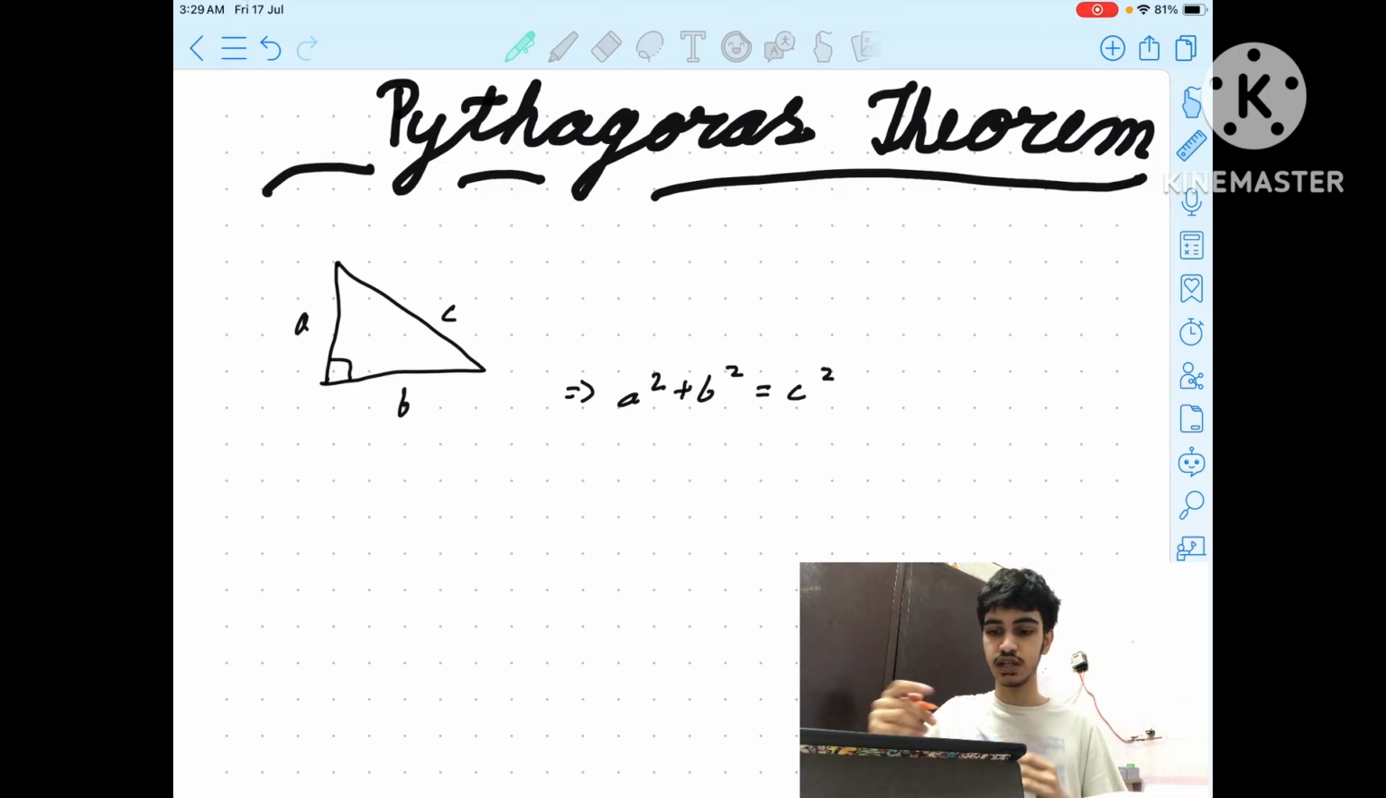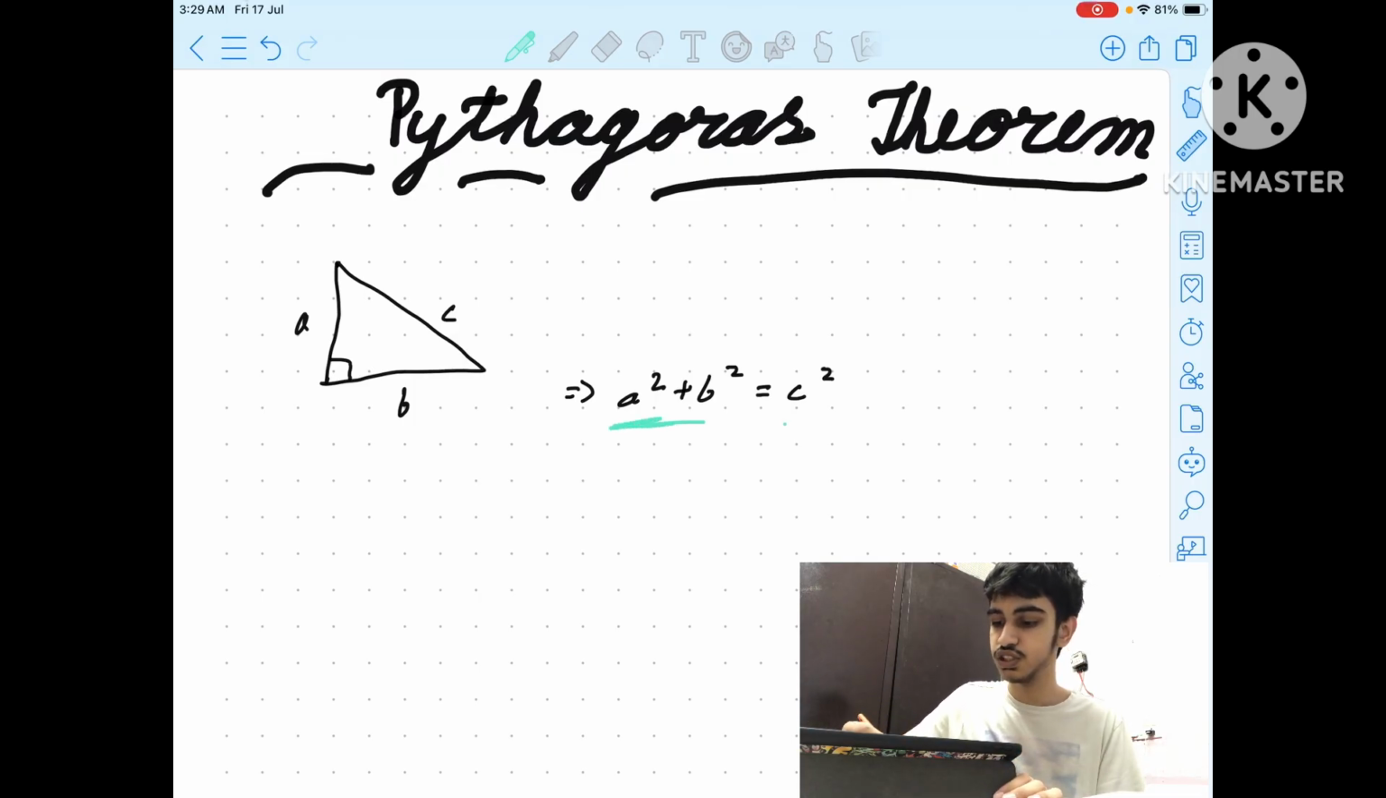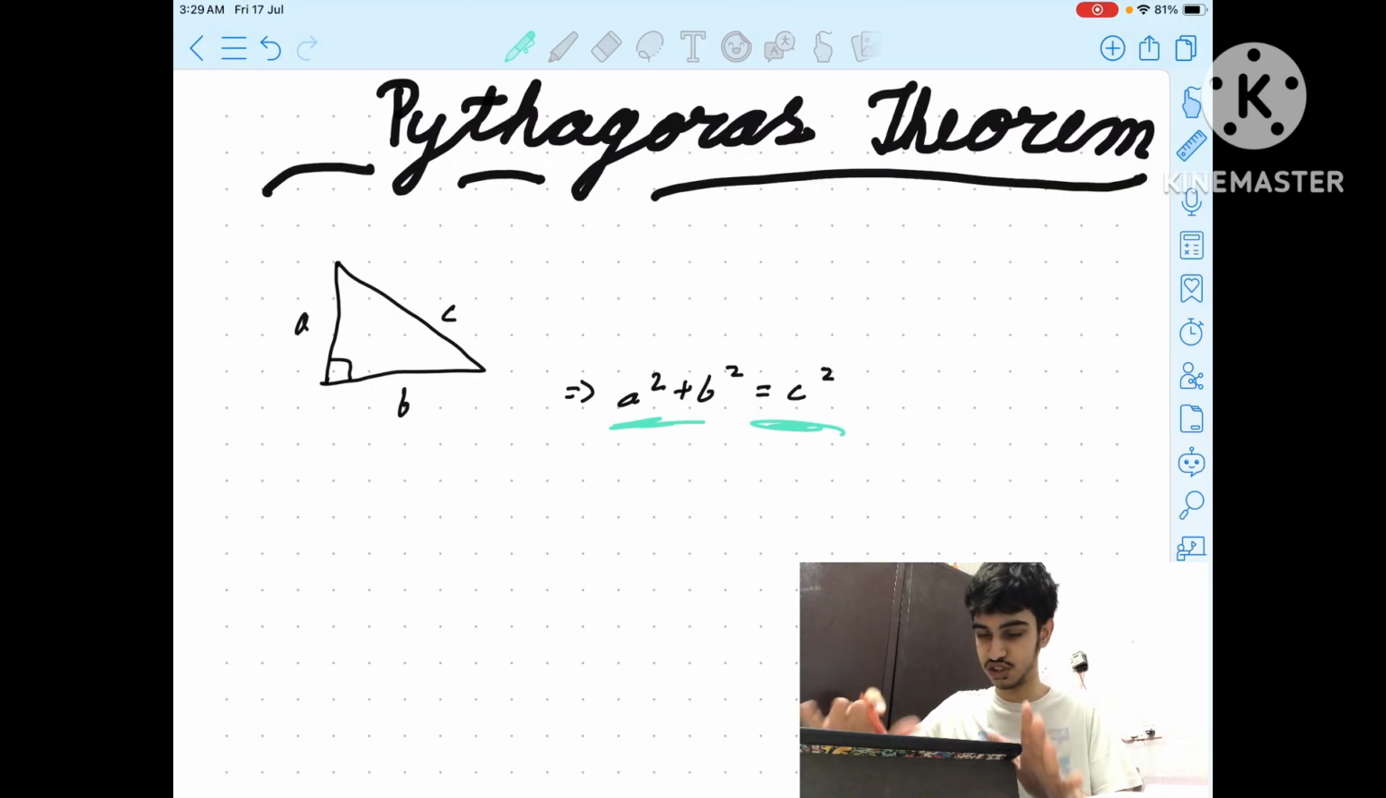You all must know it. And what does this theorem state? Let me say that if there is a triangle which is a right angle triangle and the 90 degrees lies between the sides A and B, so this simply implies that A square plus B square is going to be equal to C square, which is the hypotenuse. So let's prove it.